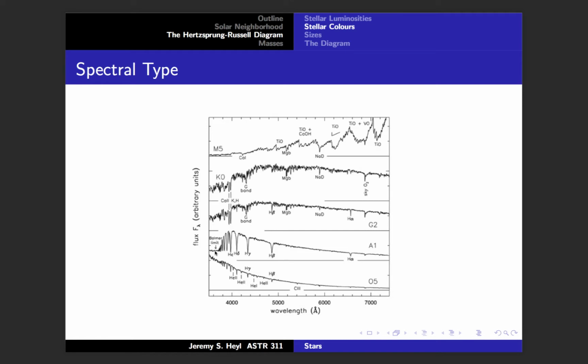The bottom one is the hottest star that I have on the list. And it says O5. That's a star maybe 20 or 30,000 degrees. And we see lots of lines of helium now. And the funny thing, and this is maybe something to look at, it says helium-2. And what that means is the helium has already lost one electron. That's what the 2 means.